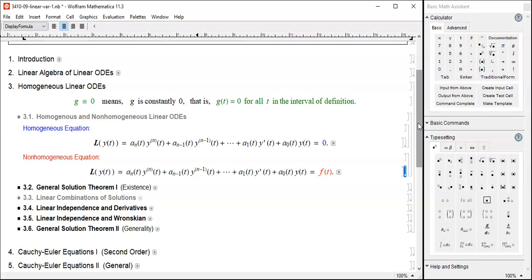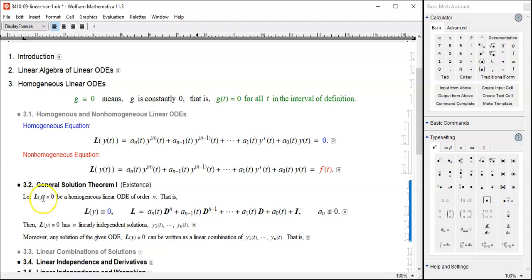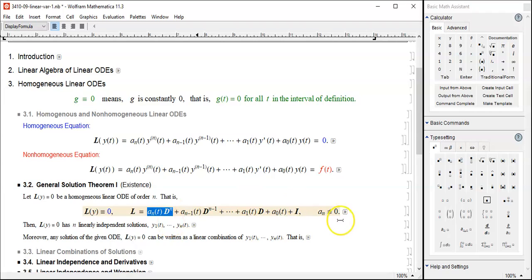And let's go to 3.2, the general solution theorem. Here we go. L of y is equal to 0 is a homogeneous linear ODE of order n. It looks like this, of course. And then, of course, a_n, the leading coefficient, should not be constantly equal to 0. Otherwise, this is not going to be order n, because if it is constantly equal to 0, that term drops out, and then this entire thing will be order n minus 1 at the very most. So the leading coefficient is not always equal to 0, so it is order n.